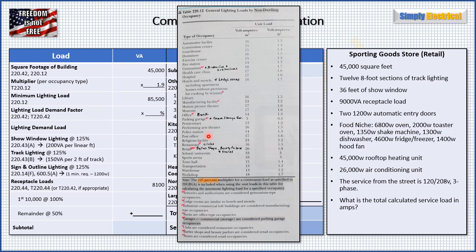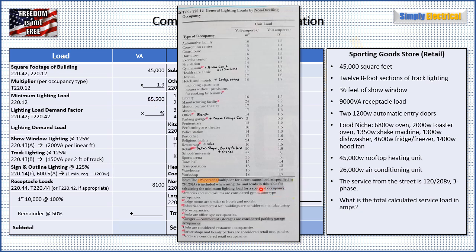And as we go down for this example, we'll find retail, which has a G and H superscript. G and H says barbershops and beauty parlors and stores are considered retail occupancies. So ours is a store, therefore we would be under the retail category, and that would give us a 1.9 VA per square foot multiplier. So we'd take 1.9, we'd put our multiplier right there, we'd multiply 1.9 times 45,000, and that gives us our minimum lighting load of 85,500 VA.